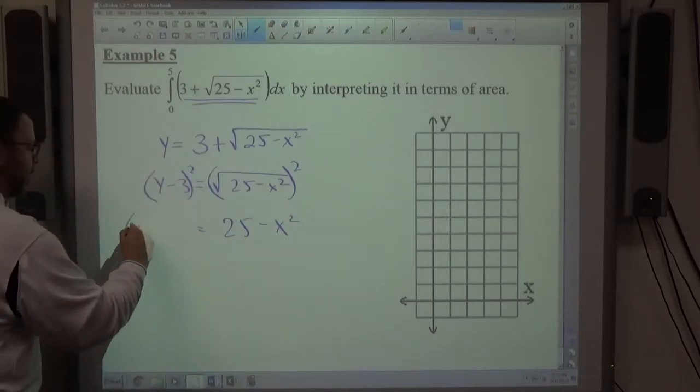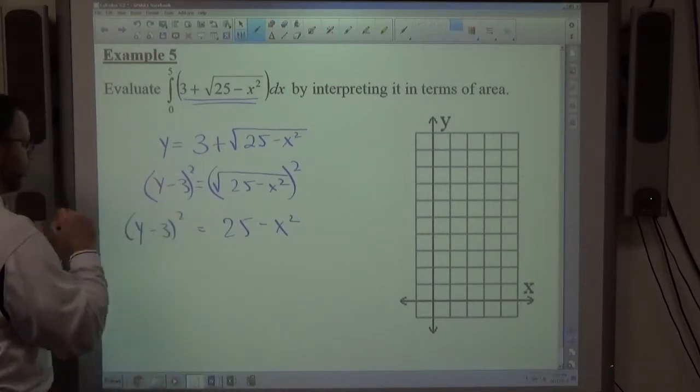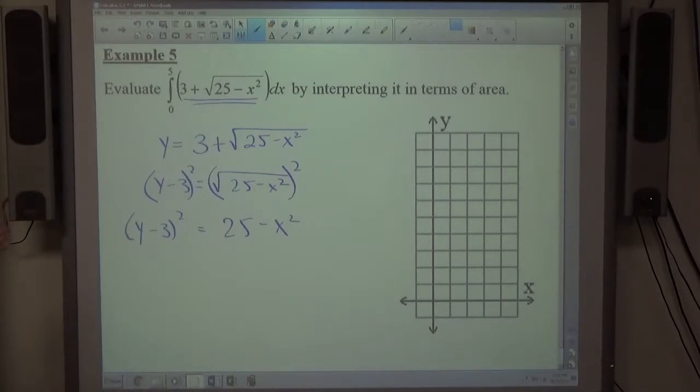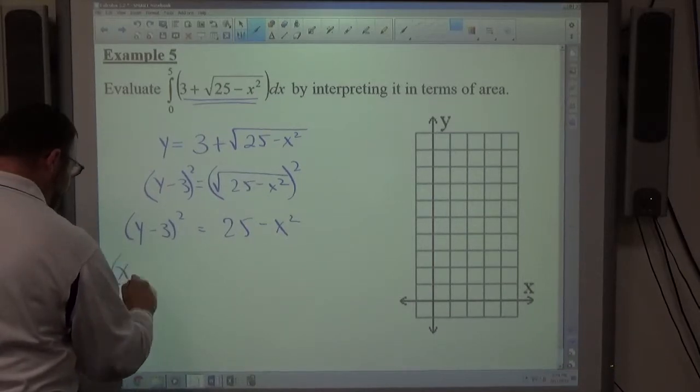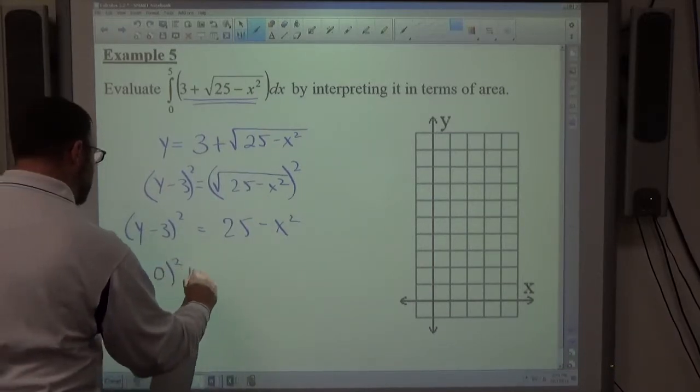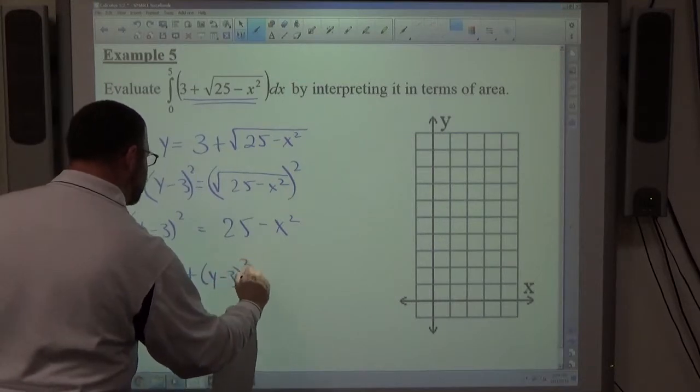If I just keep y minus 3 squared as it is for right now, and you'll see why in a moment. Okay, so I'm here, and then I'm going to slide the x squared over to the left so everything's on one side equal to the constant. So x squared, in fact I'm going to call it x minus 0 squared plus y minus 3 squared is equal to 25.